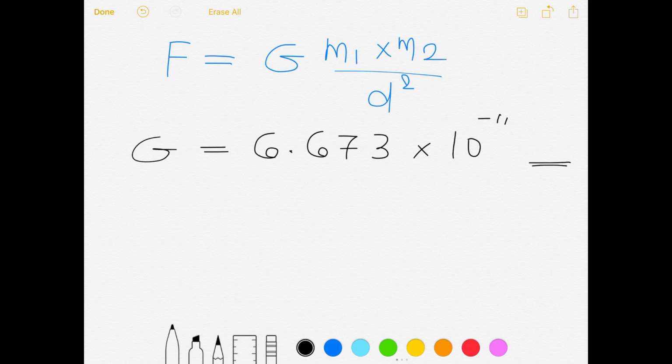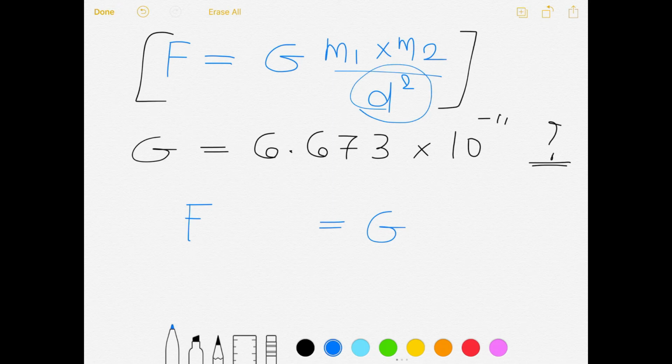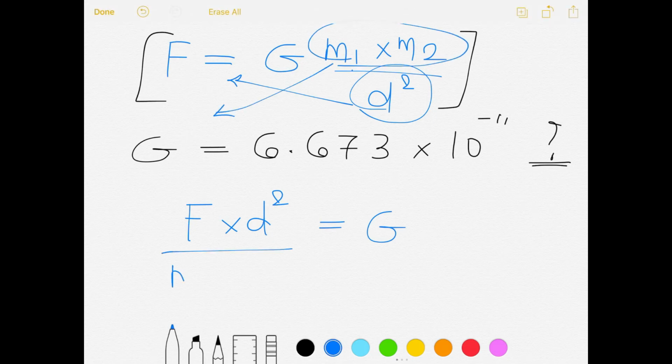Now it has some unit also. Now how to define the unit? For that, I want you to look at the formula. F is equal to capital G m1 multiplied by m2 divided by d square. Now let us take G as our hero. G remains at that place only, equals F at its own place. D square in division goes to multiplication, so F multiplied by d square, and m1 m2 in multiplication goes to division, so divided by m1 multiplied by m2.